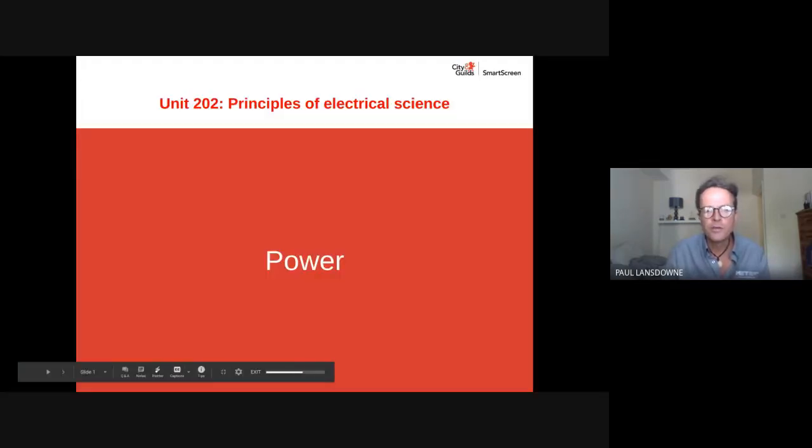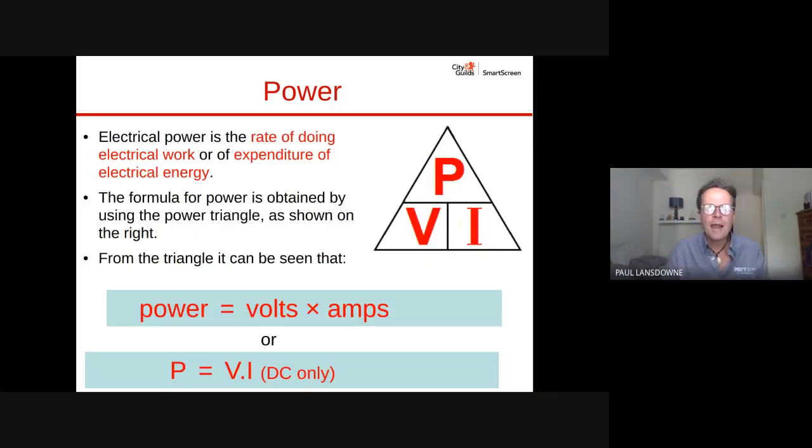So power is another triangle that we'll use. We've done Ohm's law in a previous PowerPoint and lesson, so now we're discussing power. Electrical power is the rate of doing electrical work or the expenditure of electrical energy. The formula for power is obtained by using the power triangle as shown on the right.